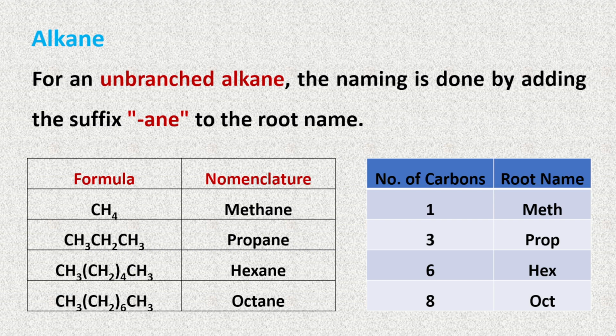In CH3CH2CH3, there are 3 carbon atoms, so its root name will be prop. Consequently, its nomenclature is propane. Similarly, the IUPAC nomenclature of 6 and 8 carbon atom based linear alkanes is hexane and octane respectively.